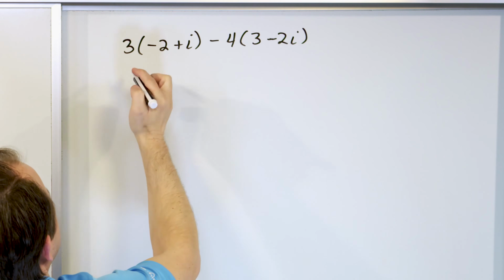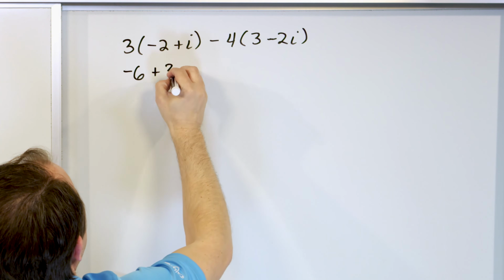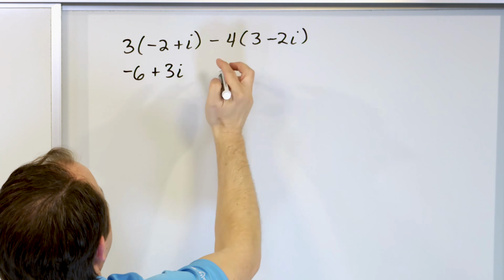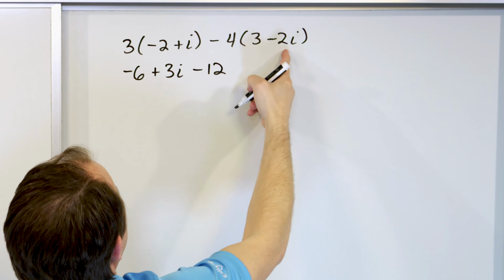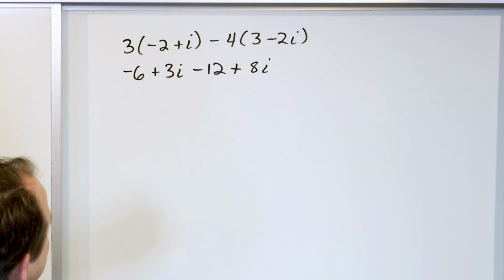So you have 3 times negative 2 is negative 6. 3 times i is 3i. This is negative 4 times 3 is negative 12. Negative 4 times negative 2i is positive 8i. And then you collect terms.